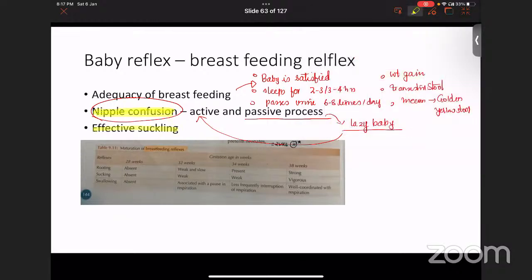So, what is effective suckling? When the child takes the nipple and areola within his mouth and starts to suck, you can hear gulping, and there will be fullness of the cheek. If everything is present, then it is known as effective suckling.